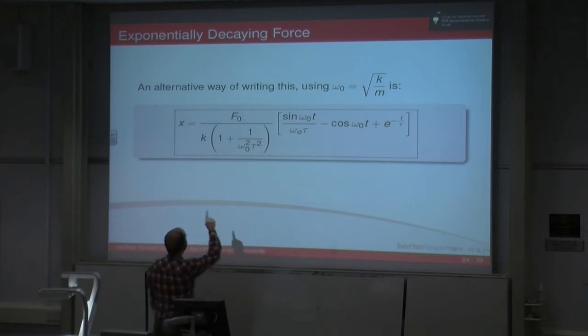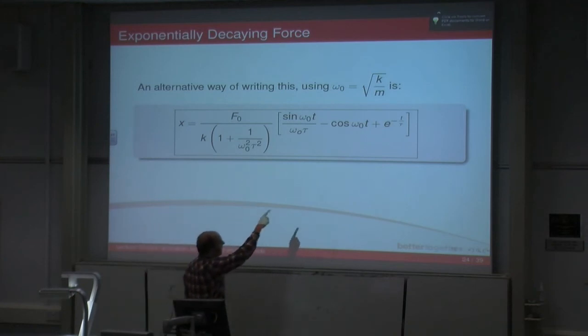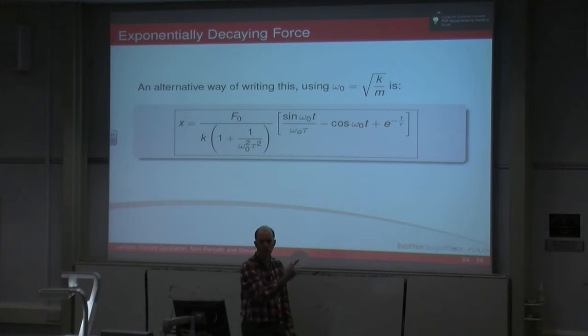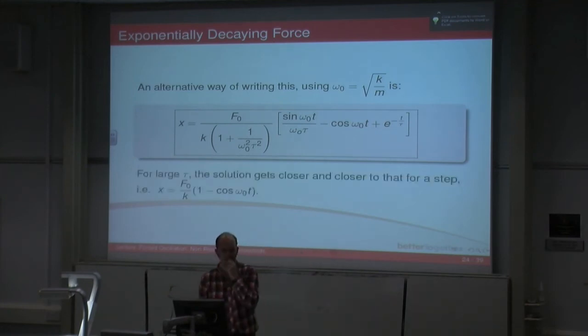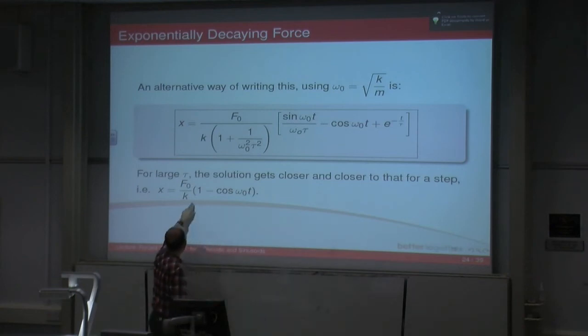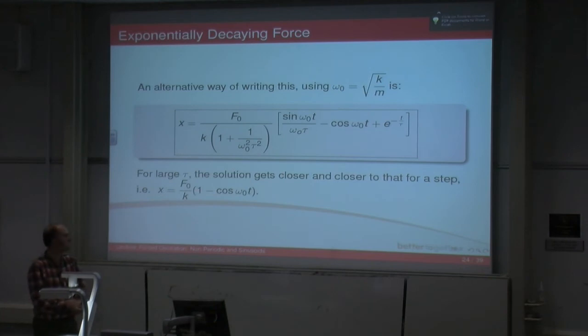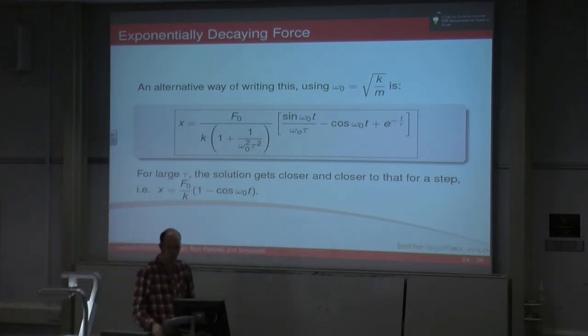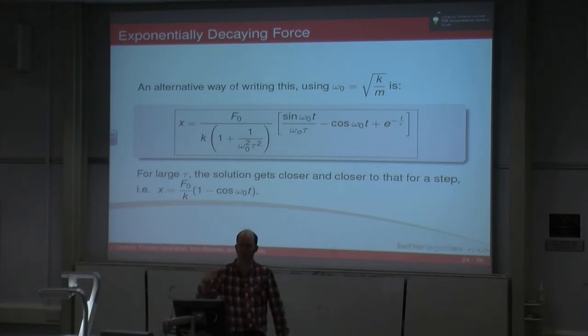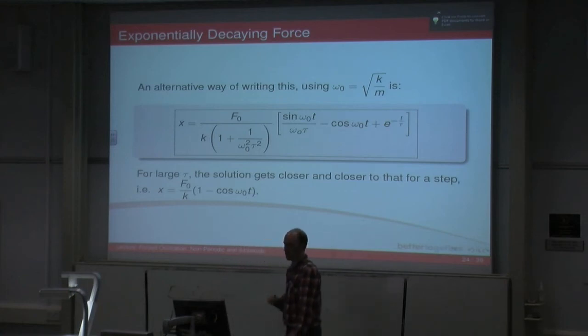So we have F0 upon k times minus cosine omega naught t plus 1. Which is exactly what we had for the rectangular forcing function: F0 upon k times 1 minus cosine omega naught t. And that makes sense. If you think about the decaying exponential, if the decay time is so slow that it looks like a rectangle to start with, then obviously you're going to get the same solution as the rectangular forcing function.